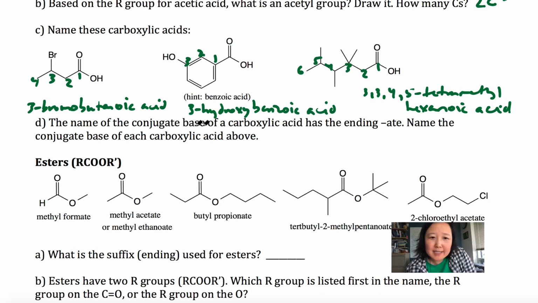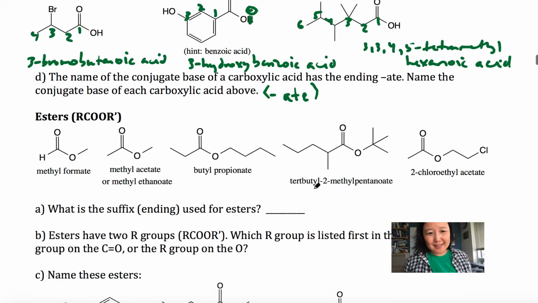The name of the conjugate base of a carboxylic acid has the ending -ate. So what would it be? Like, for example, here, 3-hydroxybenzoic acid. If I took this H away and made it negative, that would now be called 3-hydroxybenzoate. Okay, so just FYI, you need to have a name for its conjugate base as well.